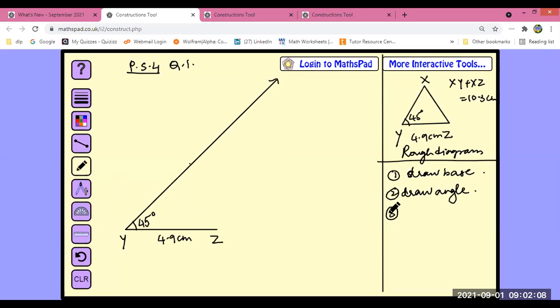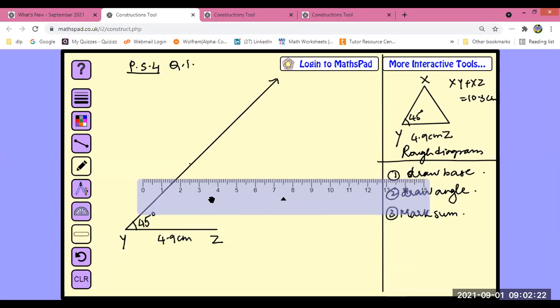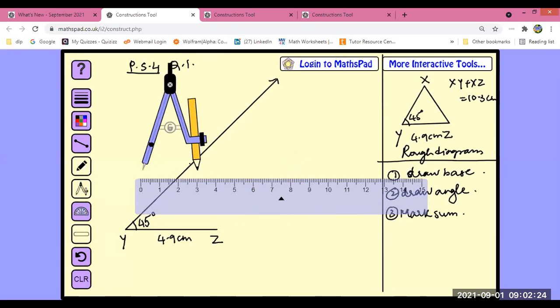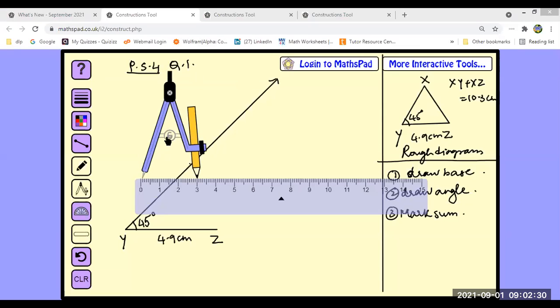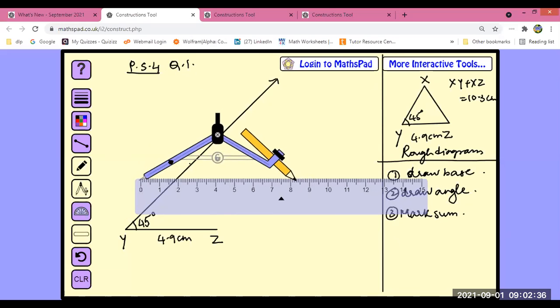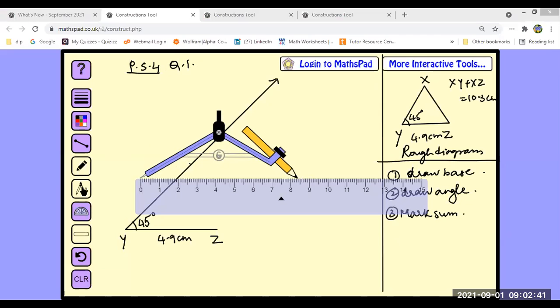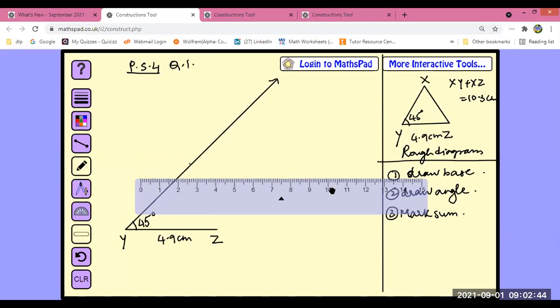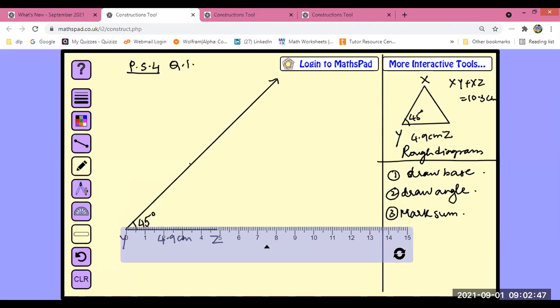Now step 3, you have to mark the sum. Okay, addition problem, so it will always be upwards. So mark the sum on the ruler, using the ruler and the compass. You have to set 10.3. In this case, for me, the compass doesn't work. So straight away, I'm going to use the ruler to mark it up.